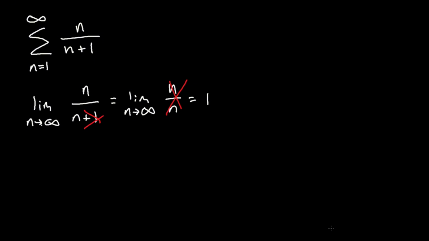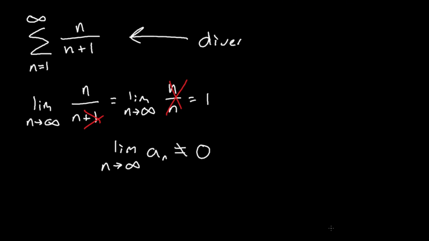Here's the thing. Our limit as our function approaches infinity does not equal 0. Right? a of n did not equal 0. Therefore, this series diverges. Your limit equaled 1.